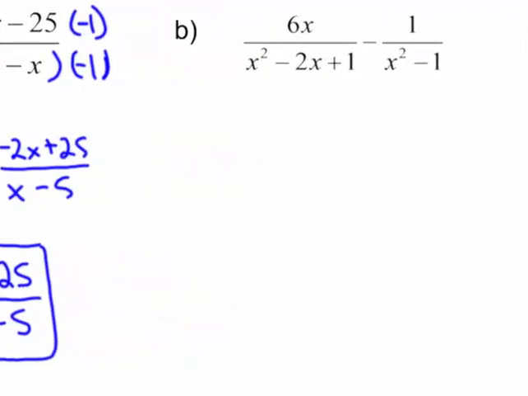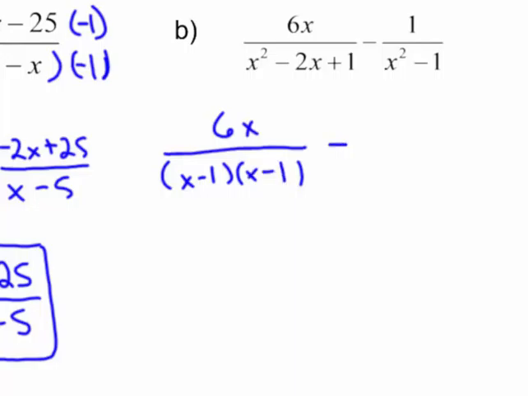And then the last one in B. So this one is a subtraction one. We'll deal with the subtraction at some point. You could do it right away, where you could distribute the negative to the top or the bottom. Or you could wait. We're going to wait a little bit here. We're going to factor the bottom, x minus 1, x minus 1. And then we're going to factor the bottom on the second one, x minus 1, x plus 1.